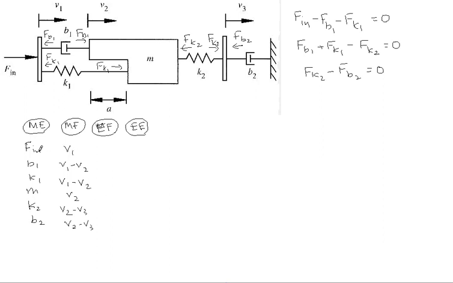The mechanical flow associated with Fin is V1. In the case of the damper B1, it is V1 minus V2. For the spring K1, it is V1 minus V2. For the mass, it is V2. Spring K2 would be V2 minus V3. And for the second damper, B2, it would be V3.